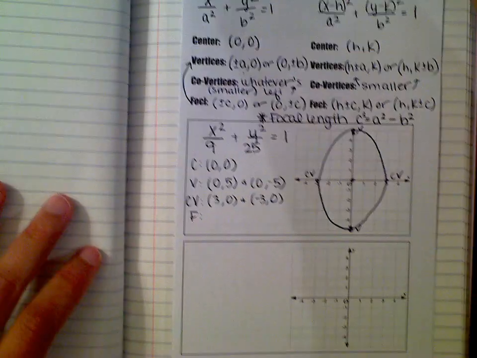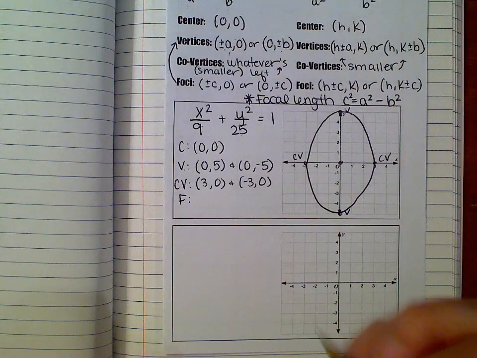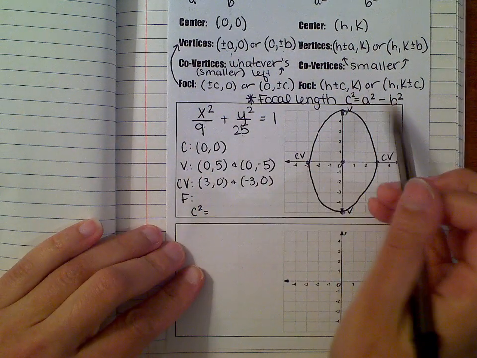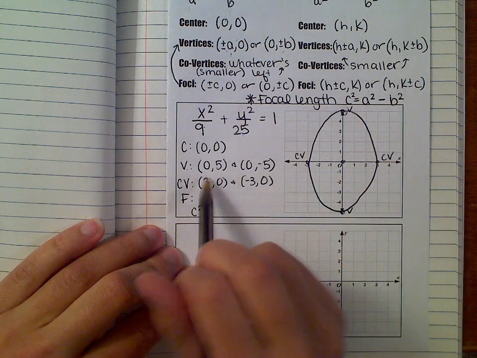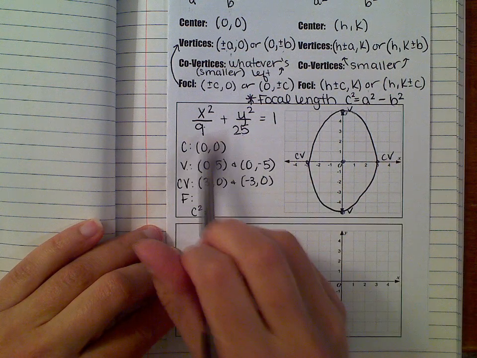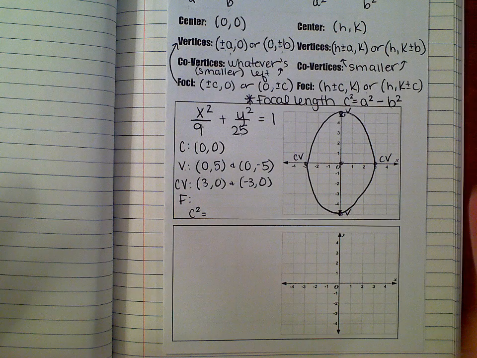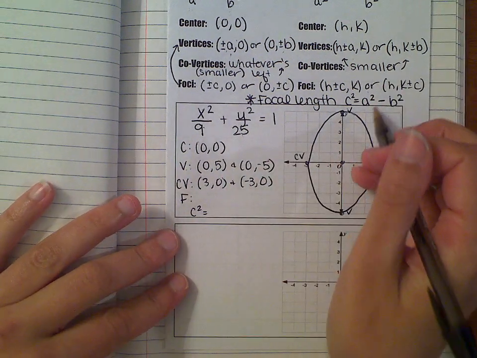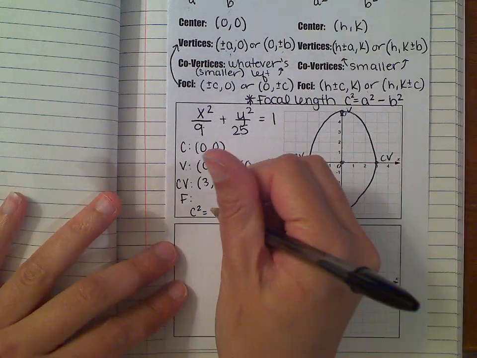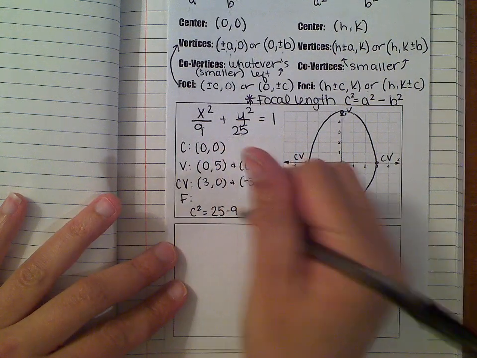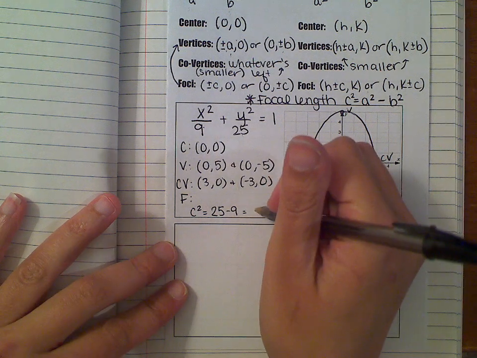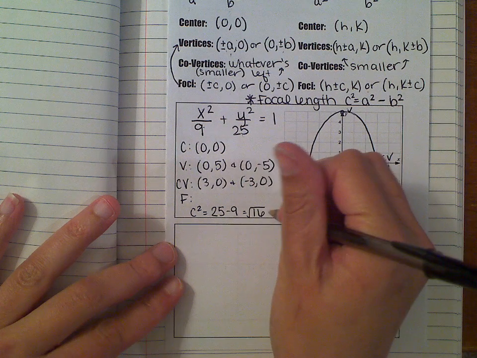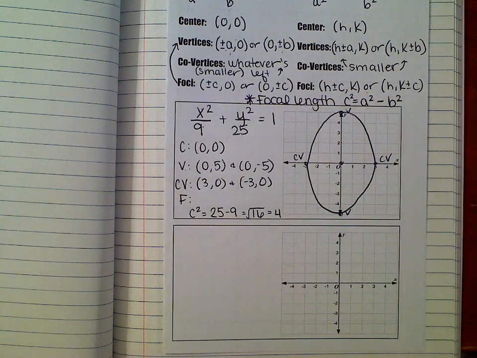Then we get to our foci, and to find the focal length, that's c squared, we have to take our a squared and our b squared, which is not 3 and 5. These are a and b squareds, and it doesn't really matter which is which. They're just letters representing those numbers. We just always want to subtract so that we get a positive number. So we're going to have 25 minus 9, which is 16. And then we do a square root so that we just get c, so that's 4.